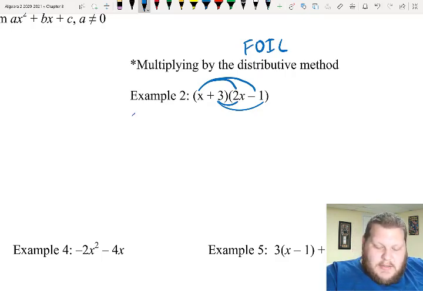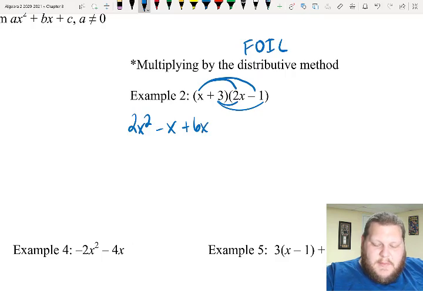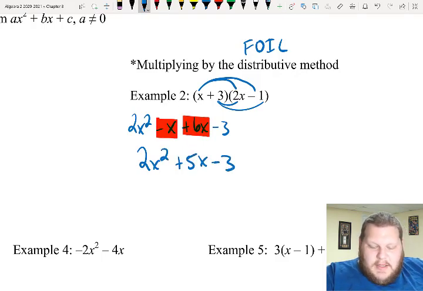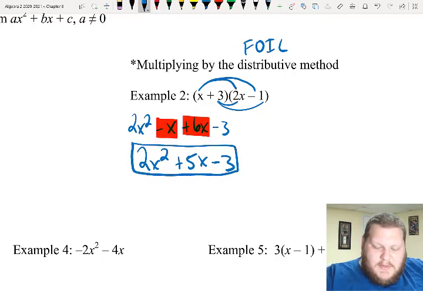So x times 2x is 2x squared. Outsides would be x times negative 1, which would be a negative x. My insides is 3 times 2x, which is a positive 6x. And then my lasts, 3 times negative 1, would be negative 3. From here, I just need to make sure I combine my like terms. So in this case, my negative x and my positive 6x are like terms. So 2x squared plus 5x minus 3 is my final simplification. That's my multiplication. That's my product.